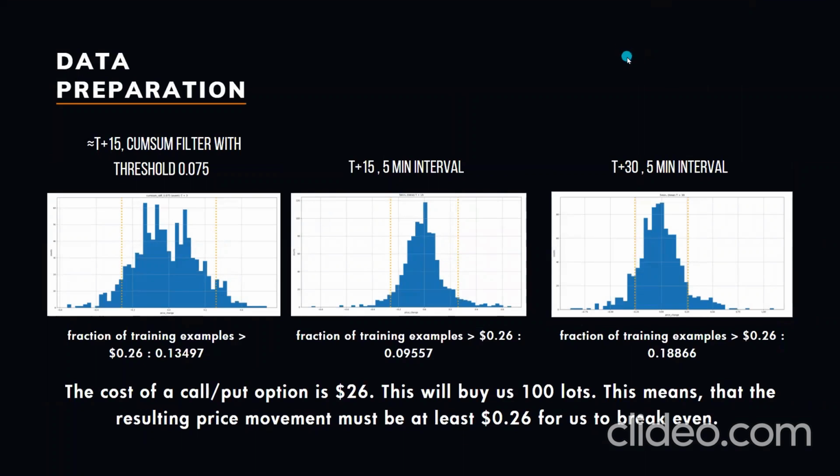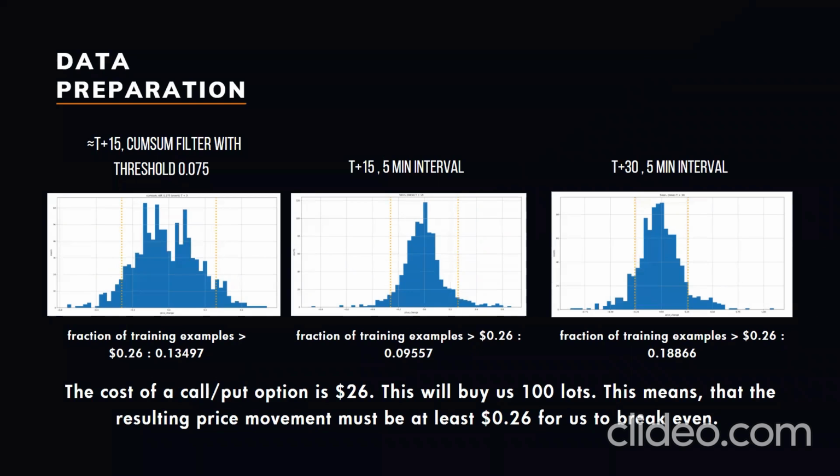First, some motivation. The trading rule says that we can buy a call or put option at $26. This will buy us 100 lots. This means that the price movement has to be correct and it has to be at least 26 cents for us to break even. So we draw some histograms of the price movements.